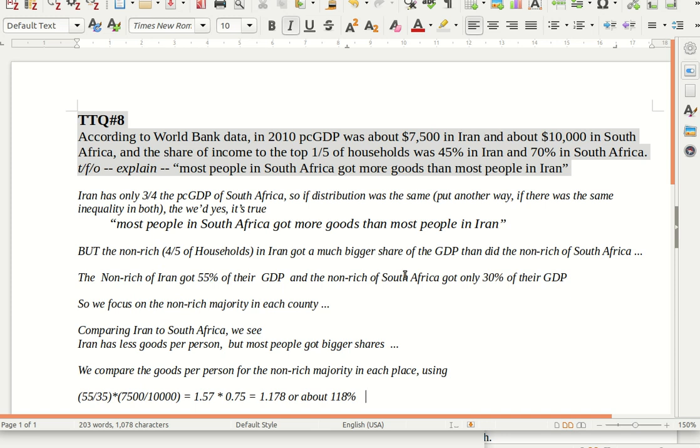You could also have come to the same conclusion, the falseness, by comparing South Africa to Iran rather than Iran to South Africa. So you'd have 35 over 55 times 10,000 over 75, and we'd end up with the reciprocal of 1.18, which should be pretty simple to calculate if we have a calculator handy. And if you did the reverse comparison, you'd be able to say that the majority of people in South Africa, the 4/5 of households who are non-rich, get only about 85% as many goods as the majority of the people in Iran do.